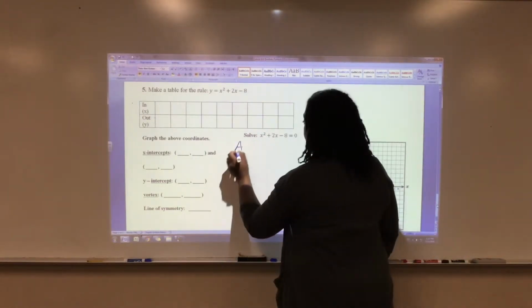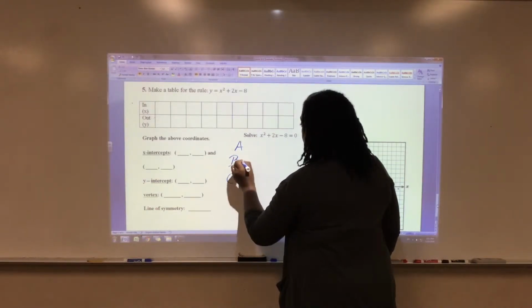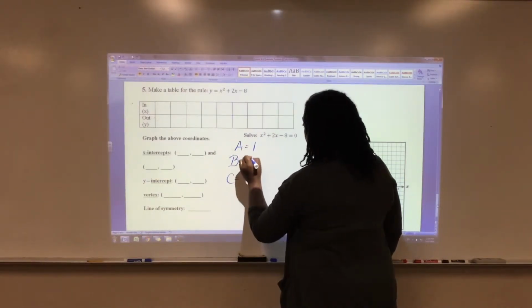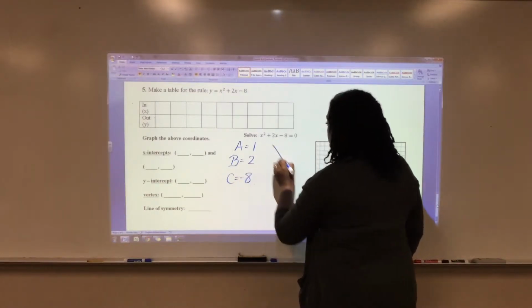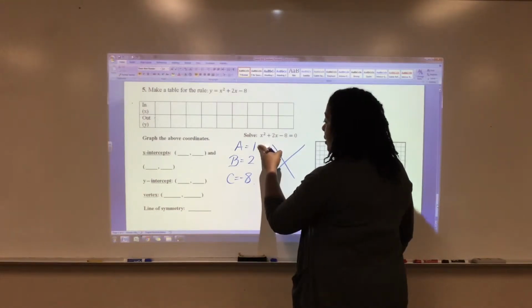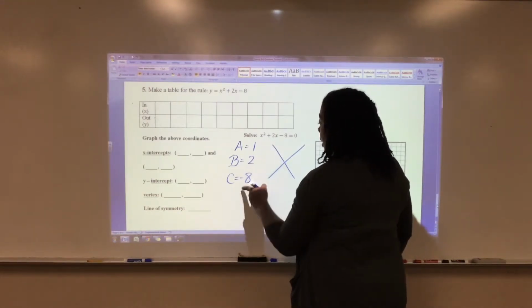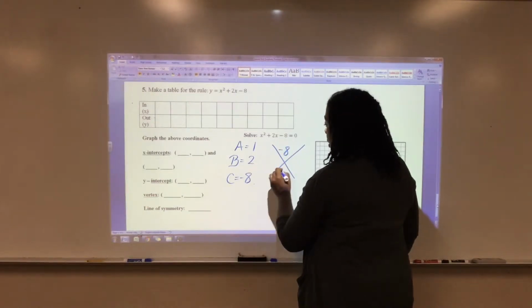You still want to identify A, B, and C. That's like our favorite go-to. So A is equal to 1, B is equal to 2, and C is equal to -8. Then we're gonna draw our X. Remember, for the top of our diamond, it's always A times C. So 1 times -8 will be a -8 at the top, and B goes at the bottom.